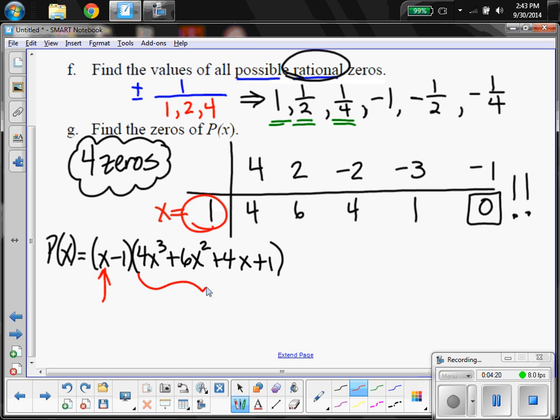Now I've got a cubic factor that I need to either try to factor, which is actually not possible, or I need to try to find the zeros of that polynomial, the cubic factor of the polynomial that I started with. Well, let me go back to my synthetic division.